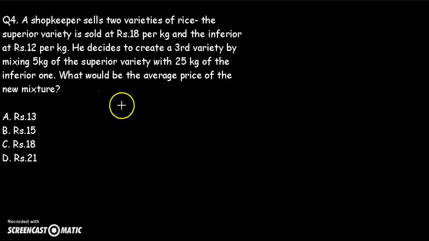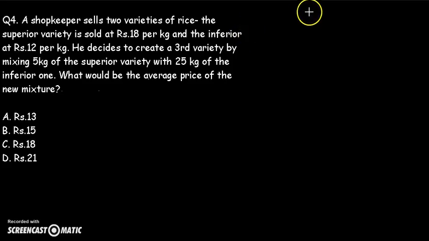Let us start with the fourth question. A shopkeeper sells two varieties of rice. The superior variety is sold at rupees 18 per kg and the inferior at rupees 12 per kg. He decides to create a third variety by mixing 5 kg of the superior variety with 25 kg of the inferior one. What would be the average price of the new mixture?